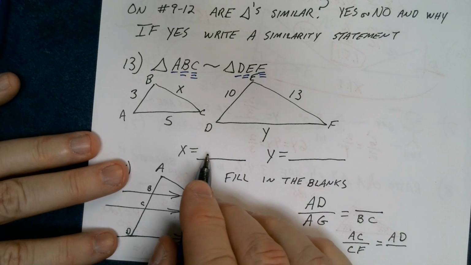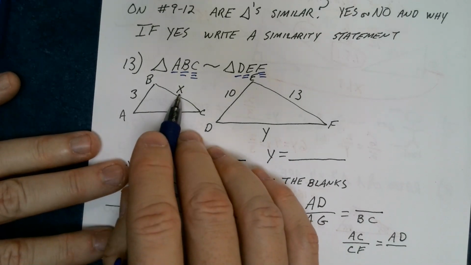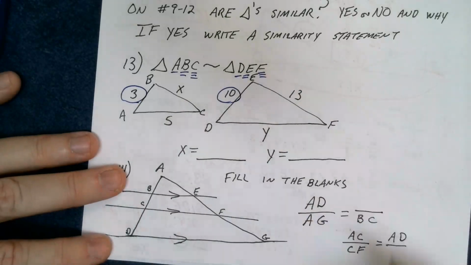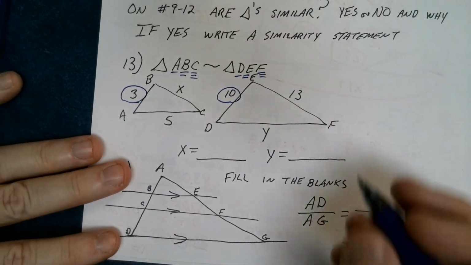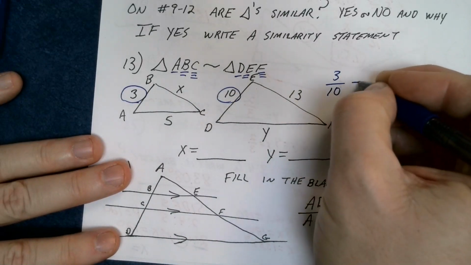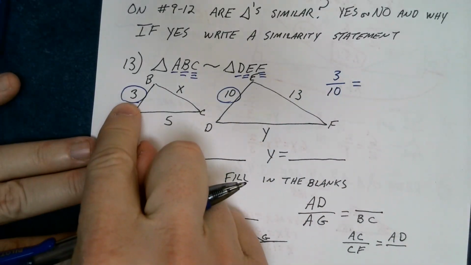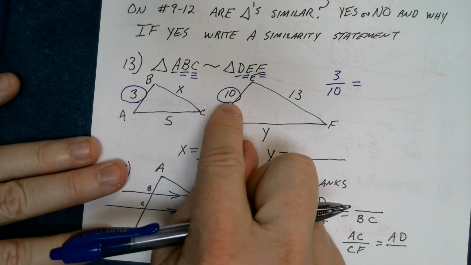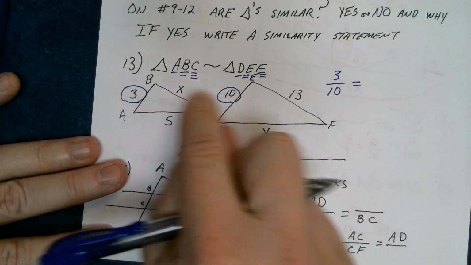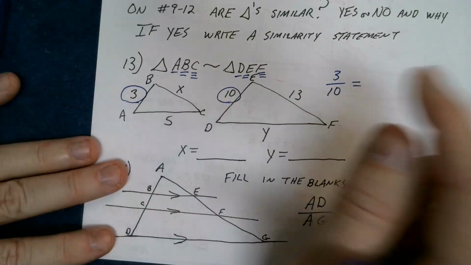So I'm trying to solve for X. X is right there. What I'm going to do is look for two corresponding sides that actually have numbers, 3 to 10. So I'm going to do a 3 over 10, left side triangle over right side triangle. Good deal, 3 to 10. I have to do corresponding part over corresponding part, so X over 13.